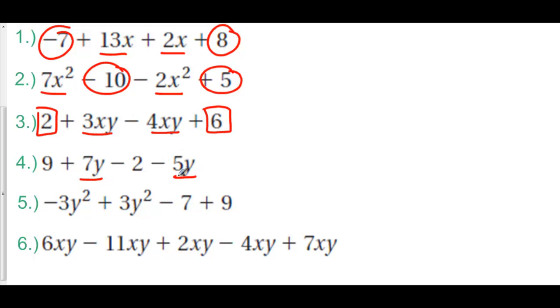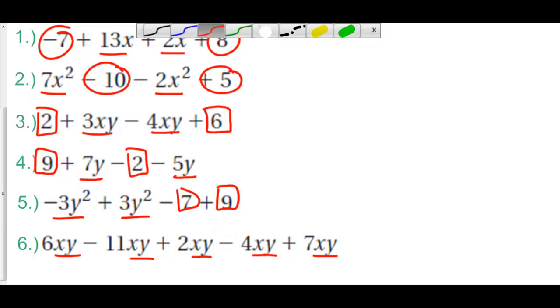Here, the y's are the same, number. And then down here we have y squared, number. Notice in this one they're all the same. They're all xy's, so these are like bananas. 6 bananas minus 11 bananas plus 2 bananas minus 4 bananas plus 7. So you're going through there.